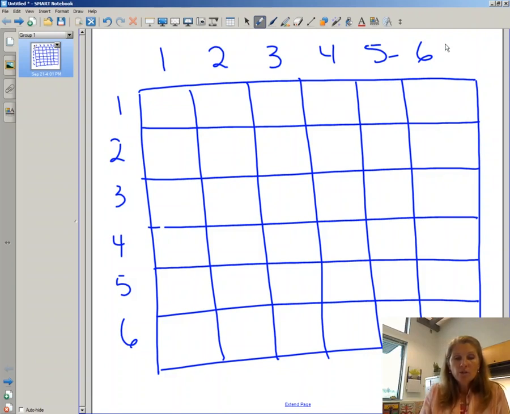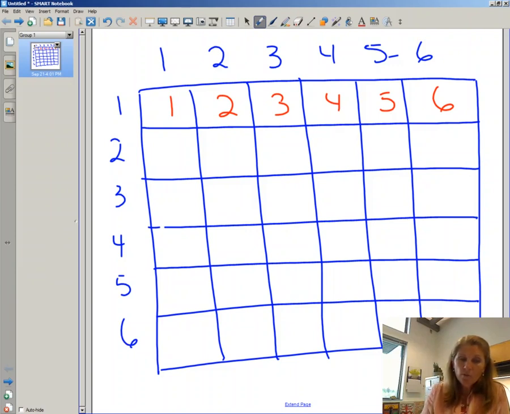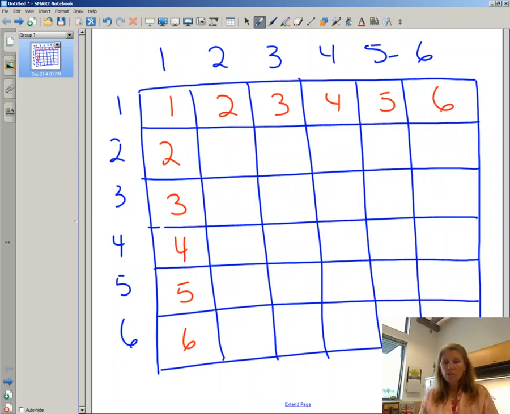So what I'm going to do is look at it this way. 1 times 1 is 1. 1 times 2 is 2. 1 times 3 is 3. 1 times 4 is 4. 1 times 5 is 5. And 1 times 6 is 6. Most everybody knows your 1 tables, but that's how that goes. And then it goes the same way down the side. 1 times 1 is 1, 1 times 2 is 2, 1 times 3 is 3, 1 times 4 is 4, 1 times 5 is 5, 1 times 6 is 6. So you're going to see that the numbers are the same as you go along the edge there.